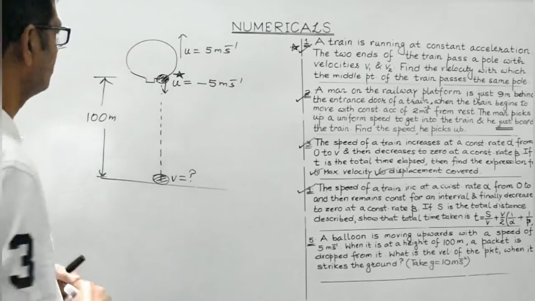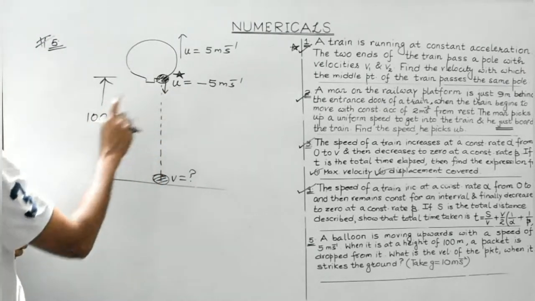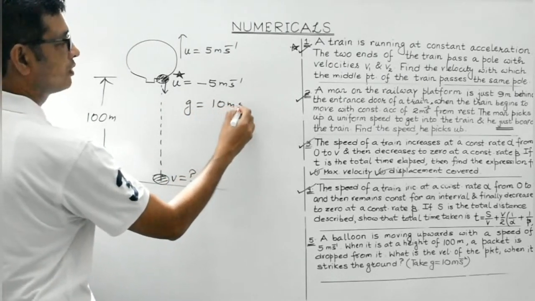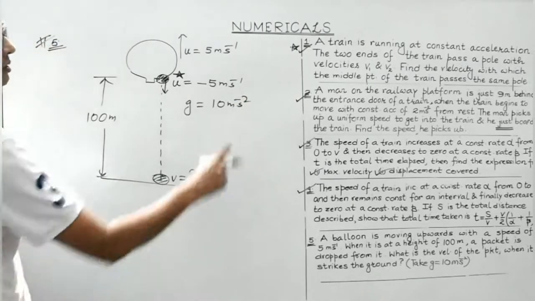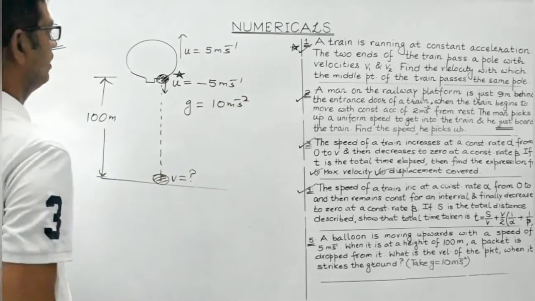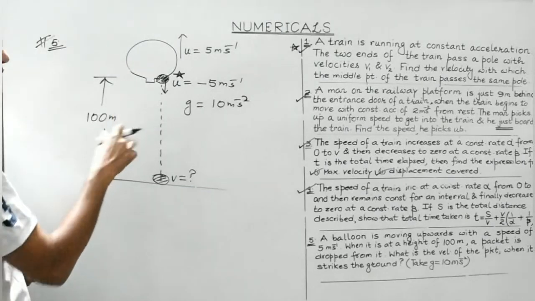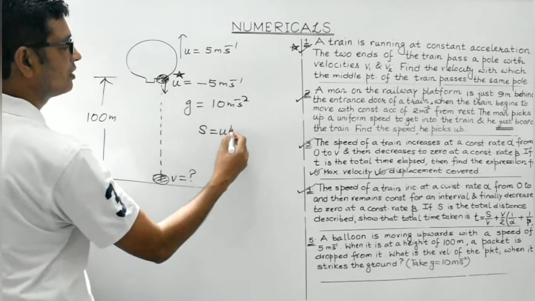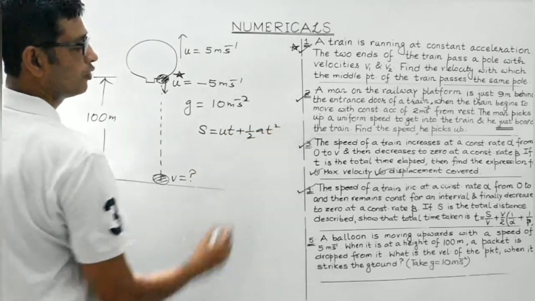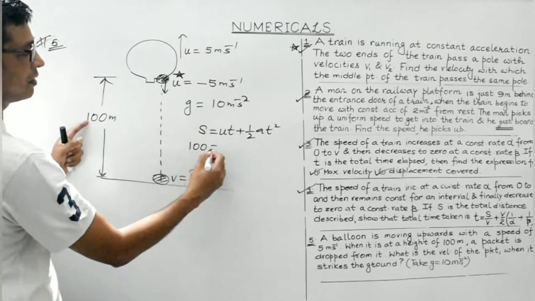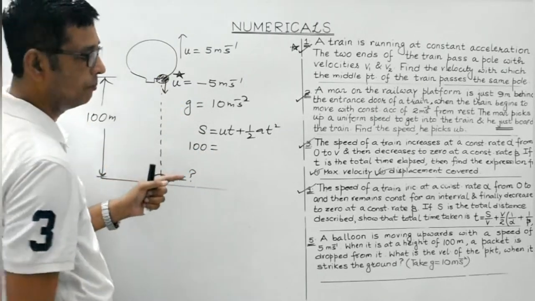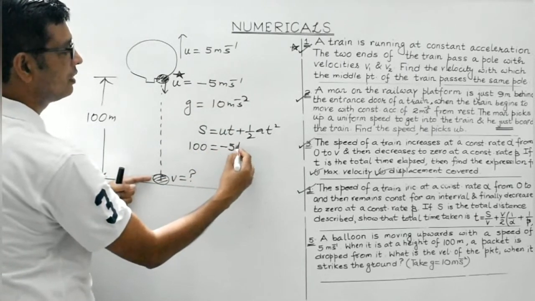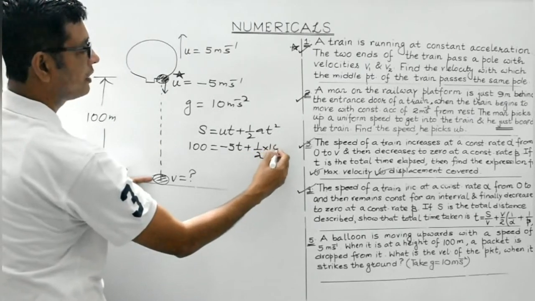Now the question becomes very simple. U is given, S is known to us, and g, acceleration due to gravity. The packet is falling downwards, so it is plus 10 meter per second square. Using this we can find out the time by using the second equation of motion: S equals ut plus half at square for the packet. S is 100, the distance covered by the packet before it strikes the ground. Initial velocity is not 0, it is minus 5, t plus half, a is 10, t square.